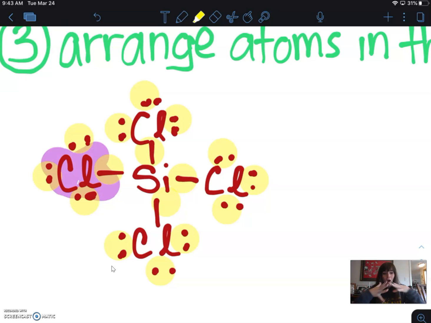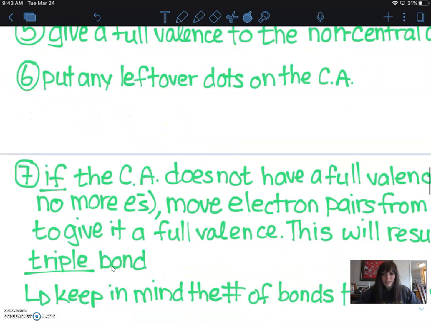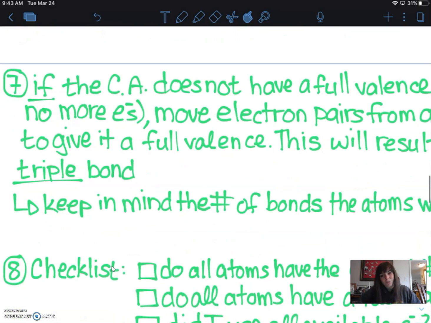So I have used up all of my valence electrons and we are totally done. Each of the chlorines has a full valence. If you look at silicon, I know there's so many colors going on right now. If you look at silicon, it has 8 valence electrons around it because it's sharing all those bonds. So every line means that it has 2 electrons, and so does the chlorine next to it. So we're totally set. We've got that all covered. And it means that we don't really have to worry about number 7 right now.